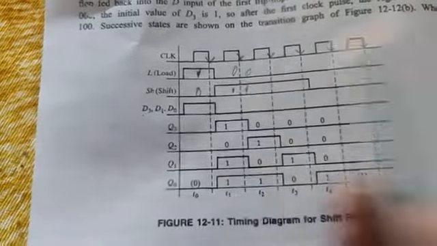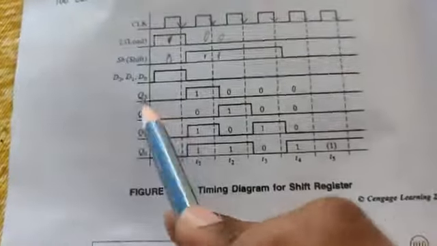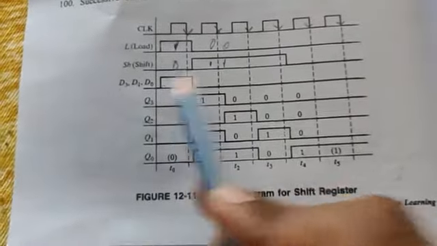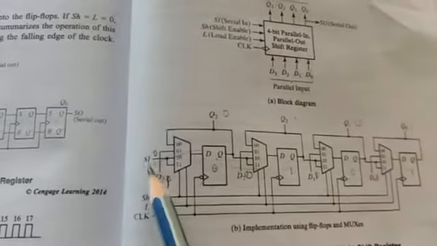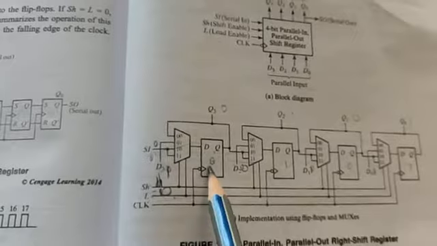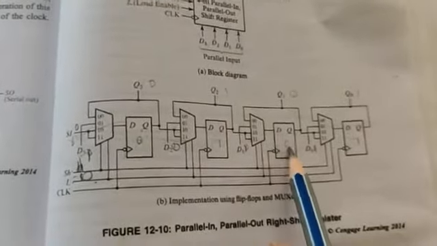Load is 0, shift is high. So in such cases, data is accepted. Q3 accepts the data from serial input. So if the serial input is 0, this 0 will be passed to here, and this data will be passed to here, and this data will be passed to here, and this data will be passed to here.